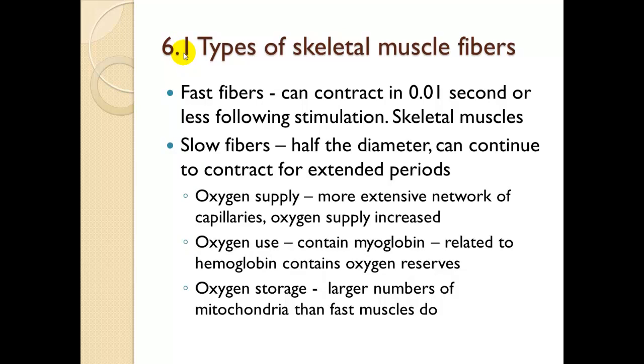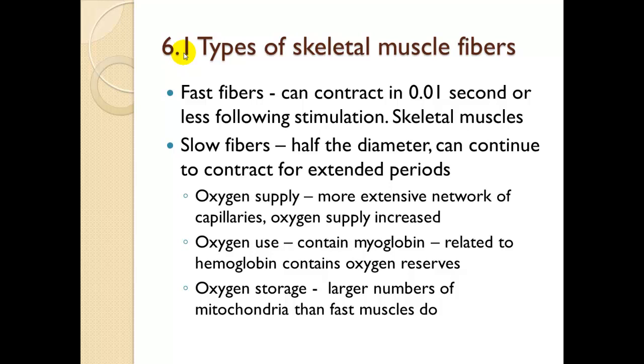Types of skeletal muscle fibers. There are fast fibers and slow fibers. The fast fibers can contract in 0.01 seconds or less following stimulation. So we stimulate it and it's very fast. 0.01 seconds is how fast these fibers can contract. And these are pretty much our skeletal muscles.